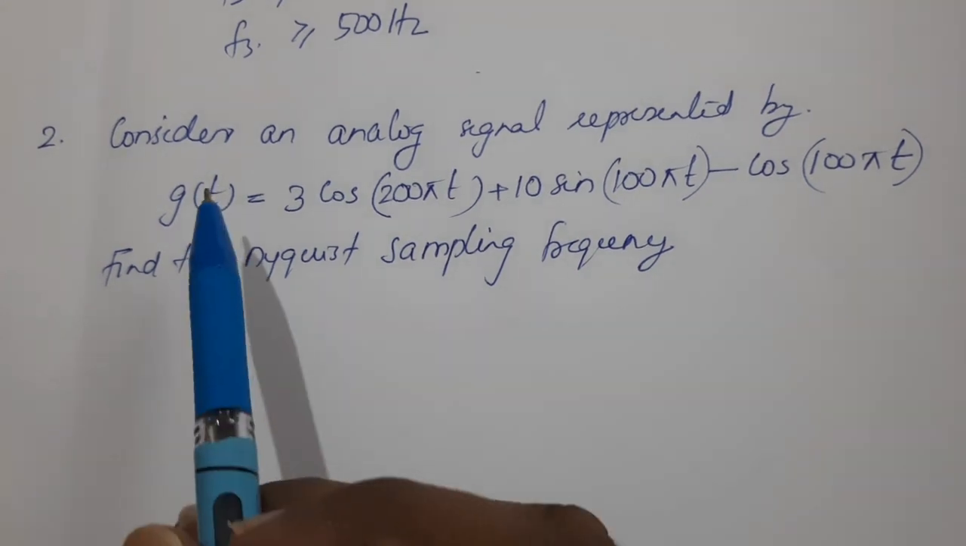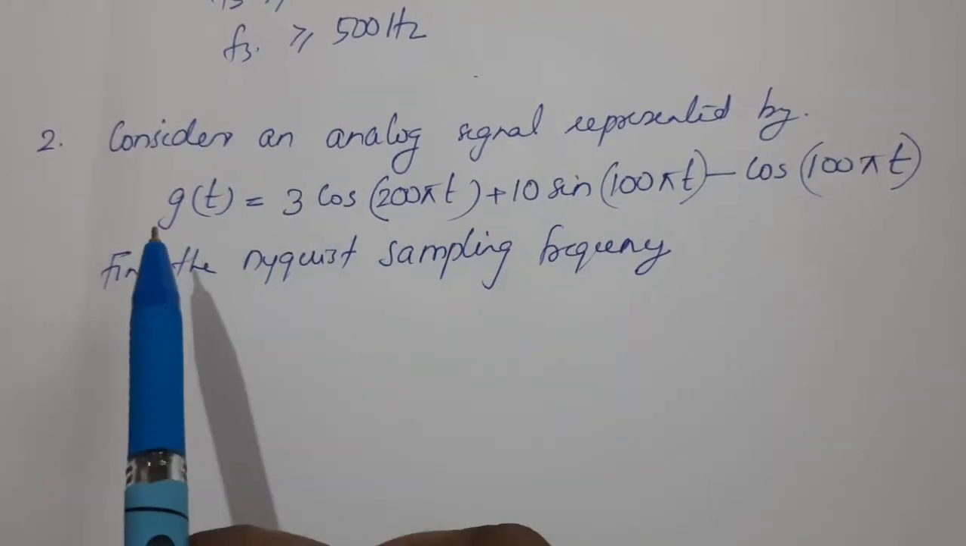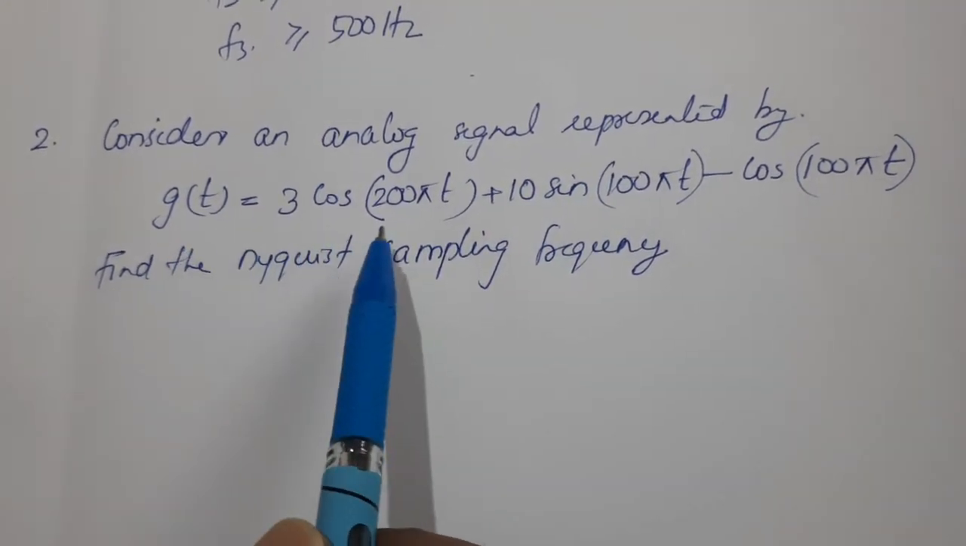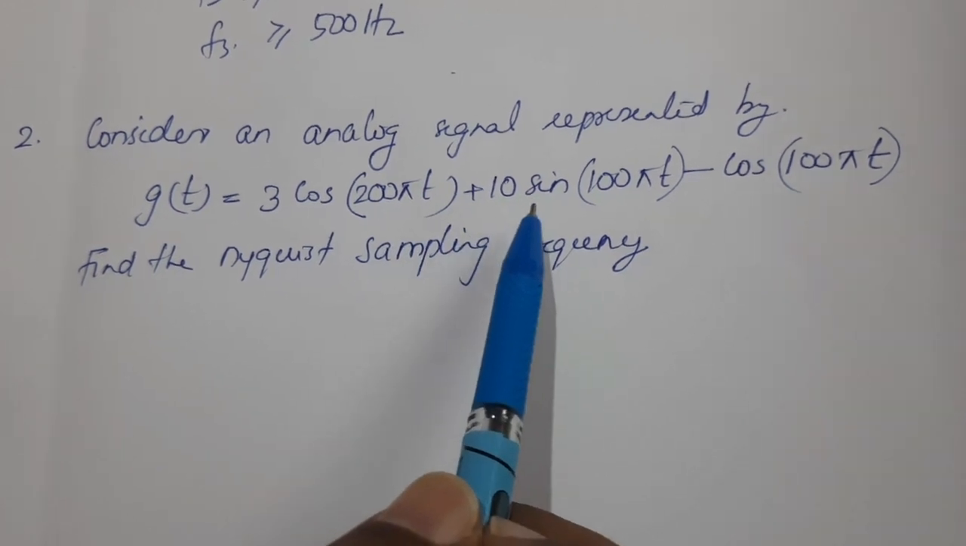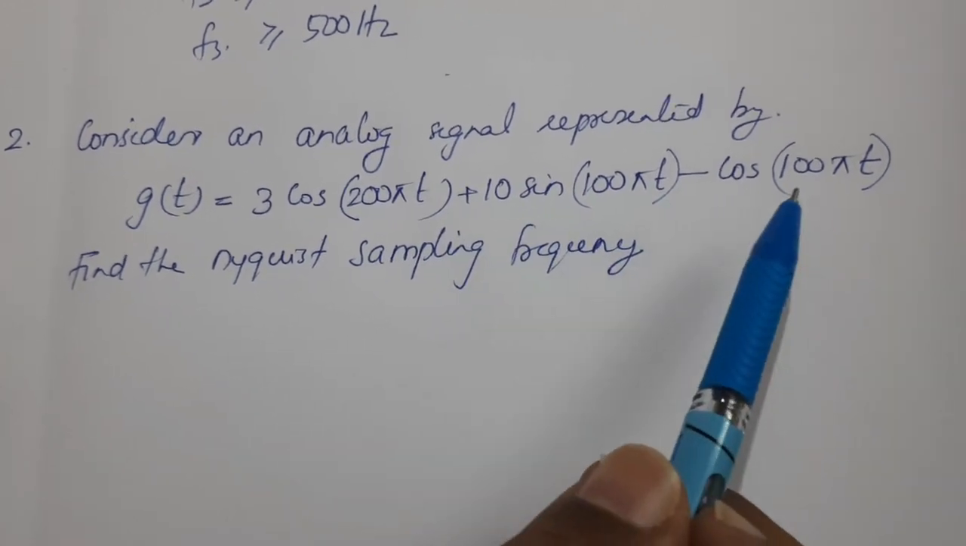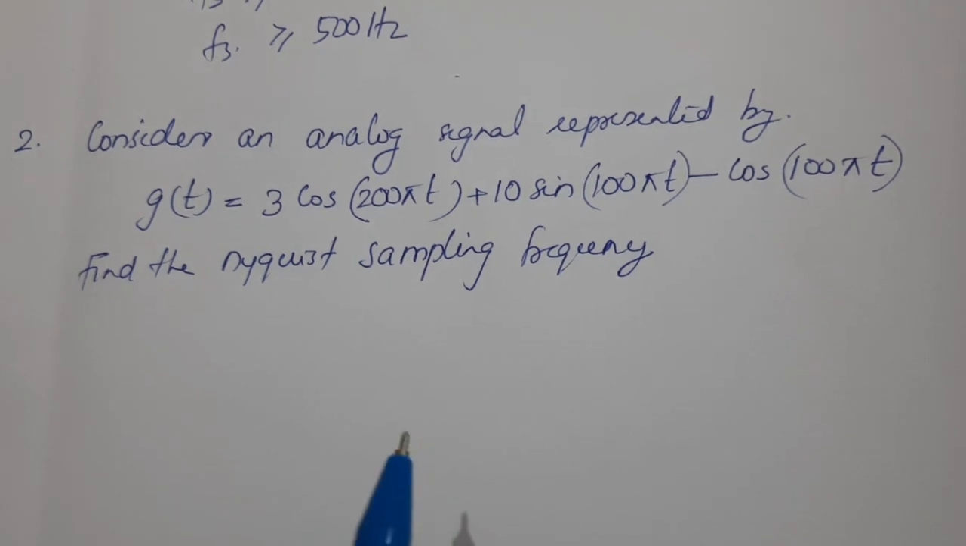So we will do one more problem. Consider an analog signal represented by g(t) equal to 3 cos 200 pi t plus 10 sin 100 pi t minus cos 100 pi t. Find the Nyquist sampling frequency.